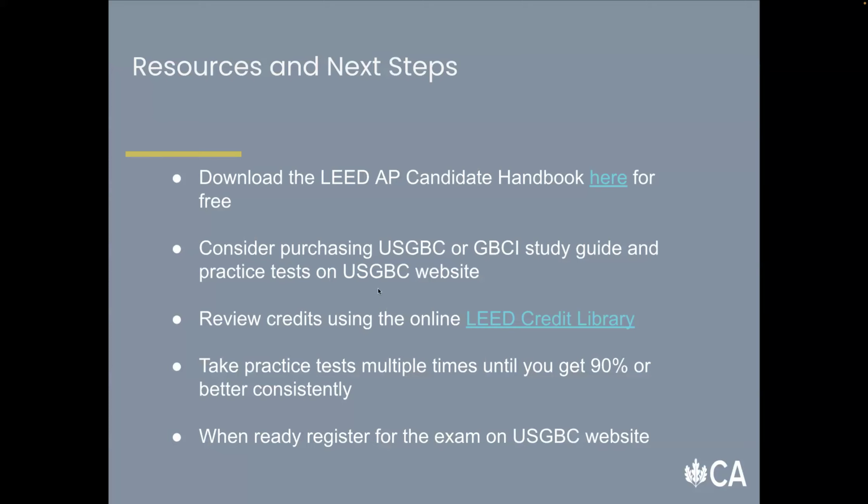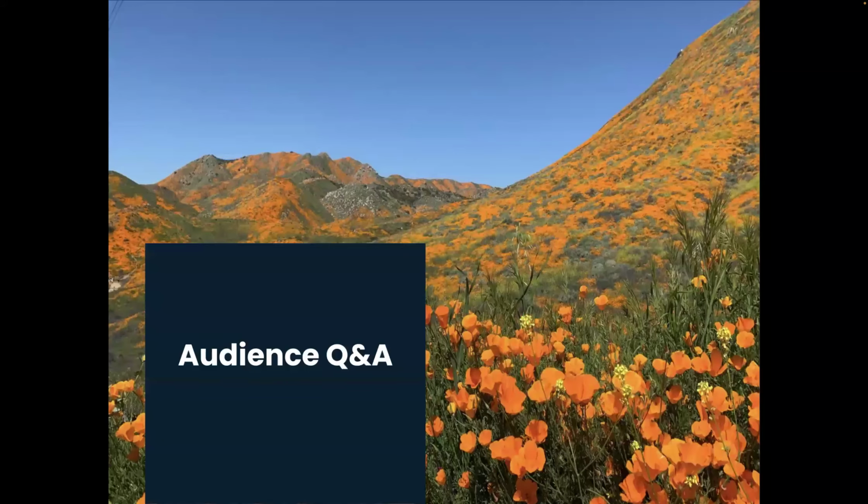When you're ready to register, you go on the USGBC or GBCI website to register for the test. There are 2 options now. You can do an online test with online proctoring, or you can go and take a Prometric test in person. And we'll send you some resources as well.